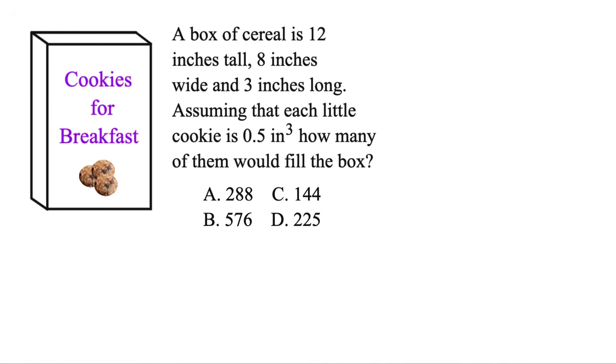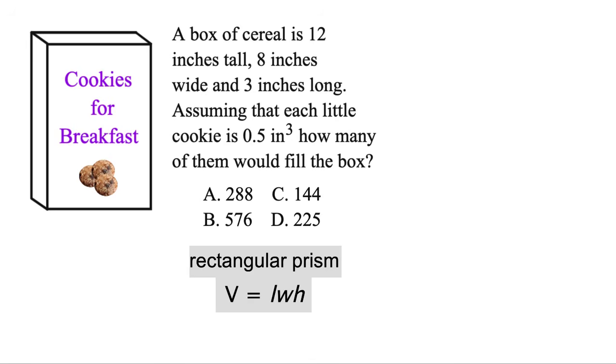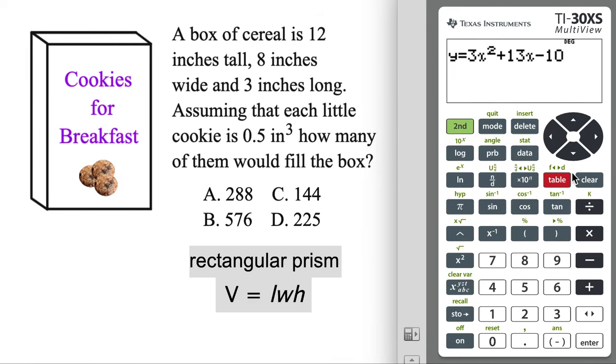Now a box is the same thing as a rectangular prism. So to find that volume, we're going to multiply the length times the width times the height. Now we're given those values. It doesn't matter the order that we do it, so we'll just multiply them in the order that we have them. So we'll do 12 times 8 times 3. 288 is the volume of the box.